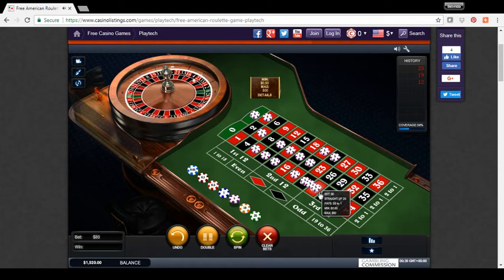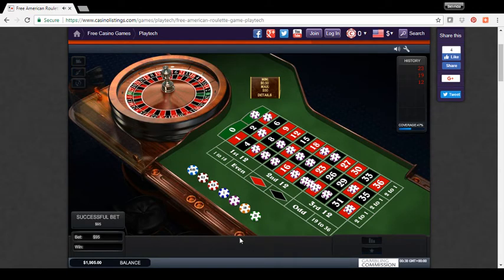Whoops, that could be a 25. Okay, 28. Okay, so I got a little extra bet right there by accident. I'm just going to leave it on the table. $95 bet. These are numbers that historically have followed the 23. Let's see what happens.